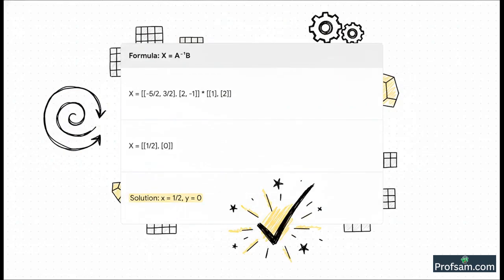And now for the final step. We calculate X equals A inverse B. We multiply the inverse matrix we just found by the B matrix. We perform the row by column multiplication, and we find that the matrix X is 1/2, 0. This means our final solution is x equals 1/2 and y equals 0. And just like that, we've solved it.